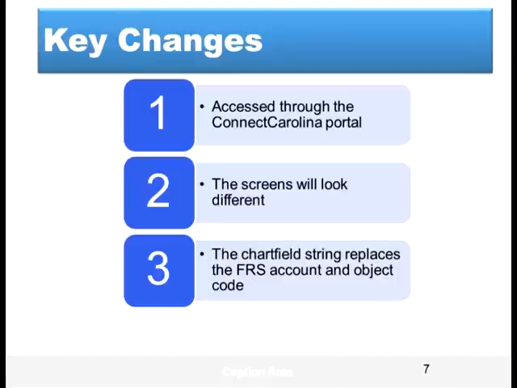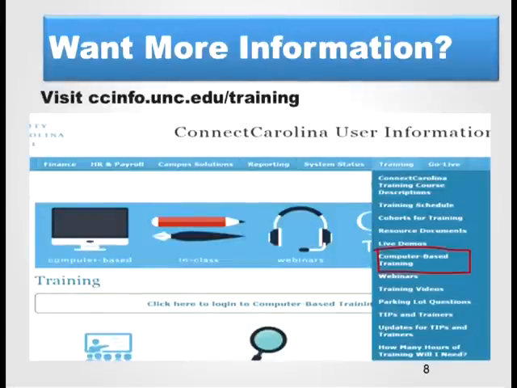Remember that the key changes are that the vendor catalog menu will be accessed from the ConnectCarolina portal. After you have submitted your order from a vendor's website back to ePro, the screens will look different than they do today. Instead of charging the lines of the order to an FRS account and object code, you will charge it to a chartfield string.